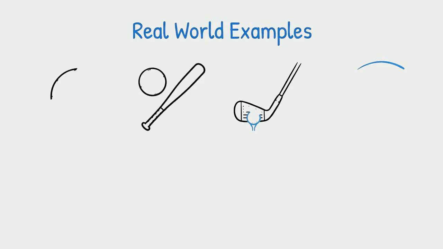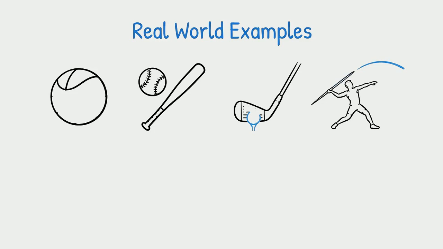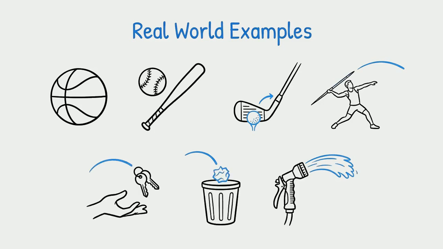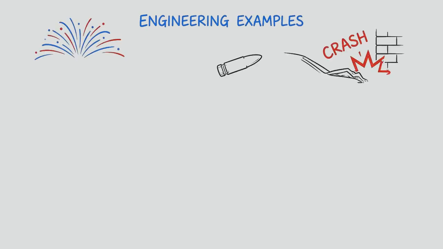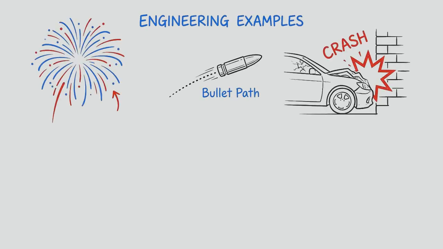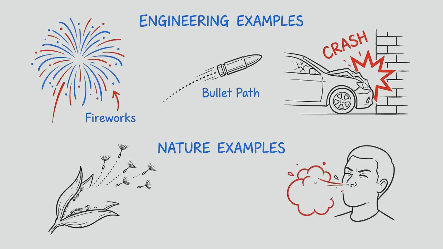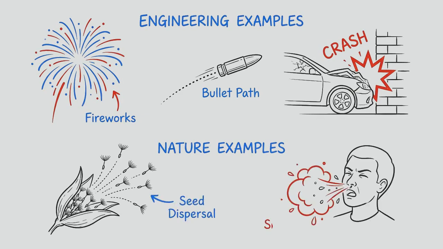Speaking of real life, where do we see projectile motion? Everywhere. In sports, it's in basketball shots, soccer kicks, baseball throws, golf drives, and javelin throws. In everyday life, it's tossing your keys, throwing trash into a bin, or water coming out of a hose. In engineering, it's in fireworks, bullets, and even accident reconstruction. In nature, it's in seeds ejected from plants or droplets from a sneeze.